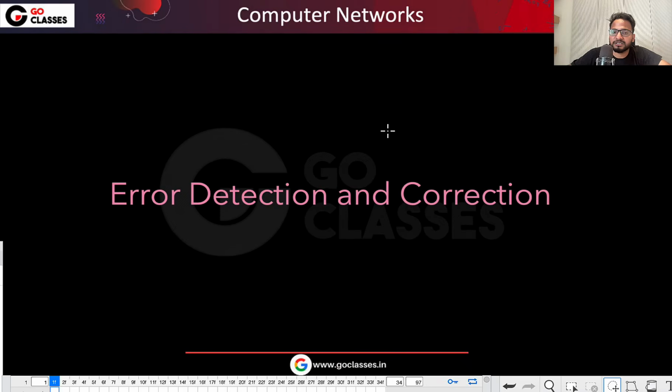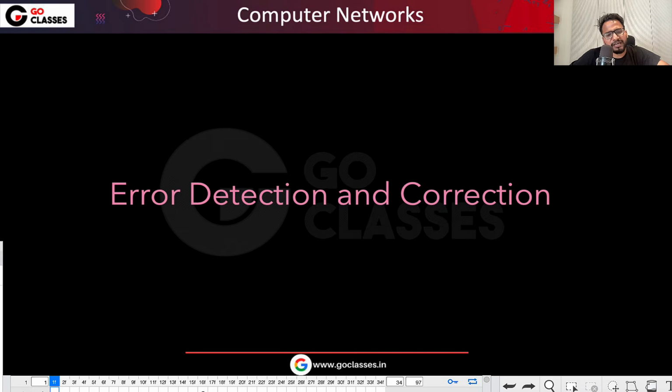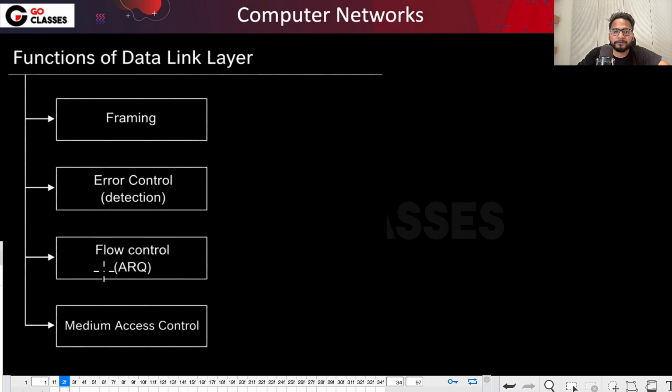So let us now understand the next functionality of the data link layer, which is error detection and correction. This topic is easy and interesting at the same time. There have been many GATE PYQs asked from this topic. So let's see this very nice topic.